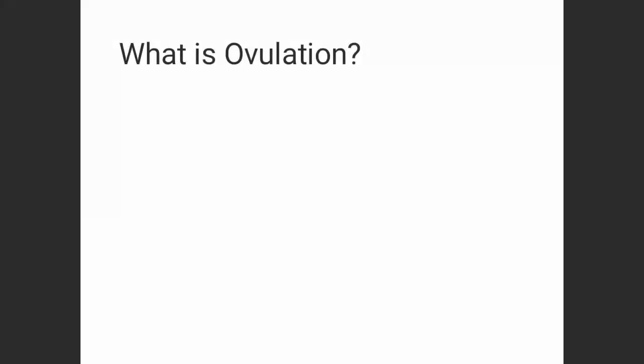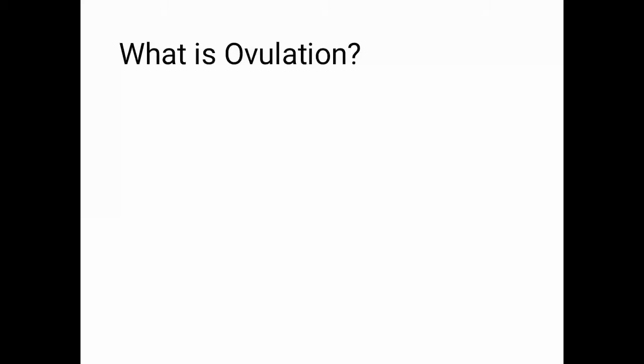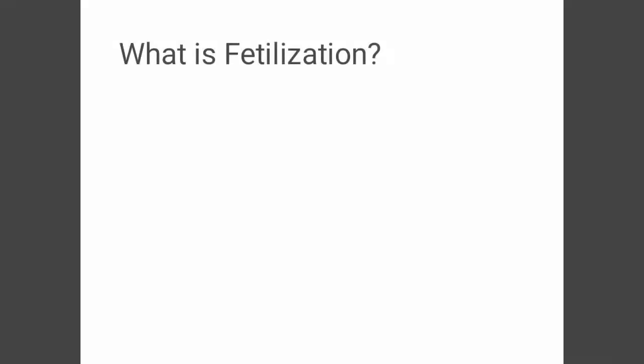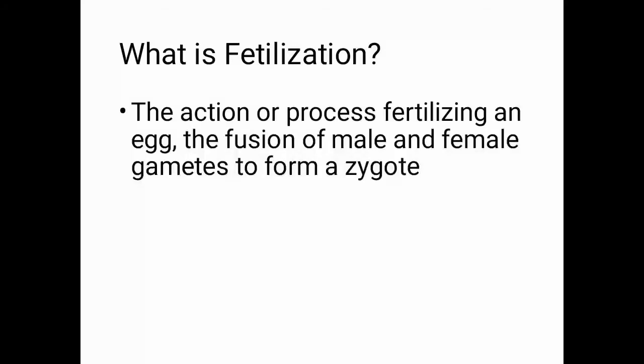The fourth question is all about, what is ovulation? Ovulation is the release of an egg from the ovaries. Later, I'll elaborate more on these topics. Then finally, the fifth and last but not the least question is, what is fertilization? It is the process of fertilizing an egg, the fusion of male and female gametes to form a zygote.